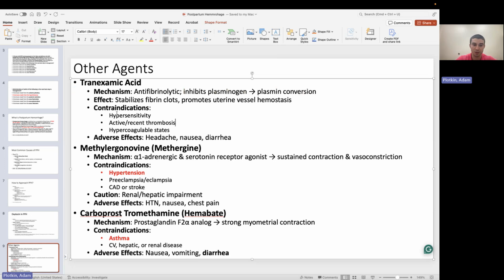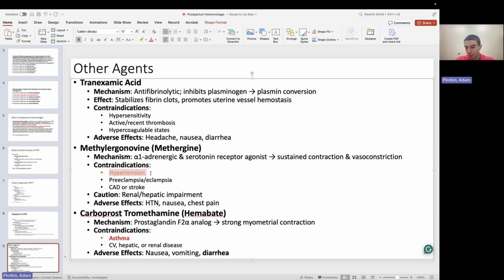Some contraindications: hypersensitivity. If the patient has a history of thrombosis or hypercoagulable states, we might want to avoid this, okay? Adverse effects: it can cause headache, nausea, diarrhea. Methylergonovine is an alpha-1 adrenergic and serotonin receptor agonist. Both of those are going to cause constriction. Okay, so sustained contraction and vasoconstriction. It's contraindicated really in hypertension, obviously preeclampsia, eclampsia, and then CAD or stroke.